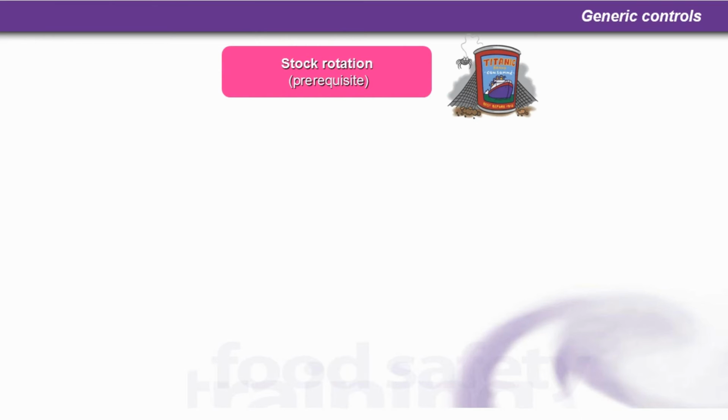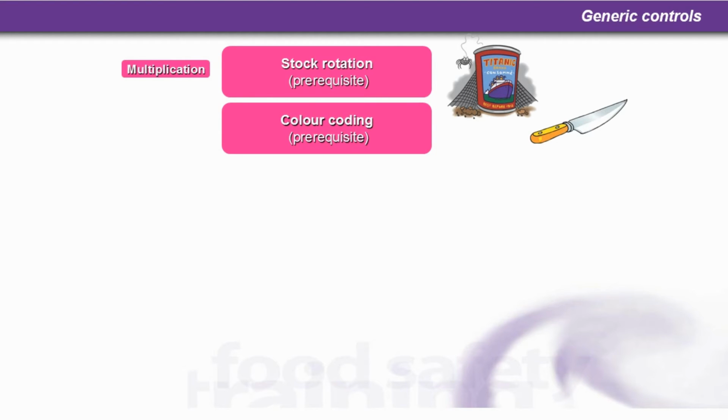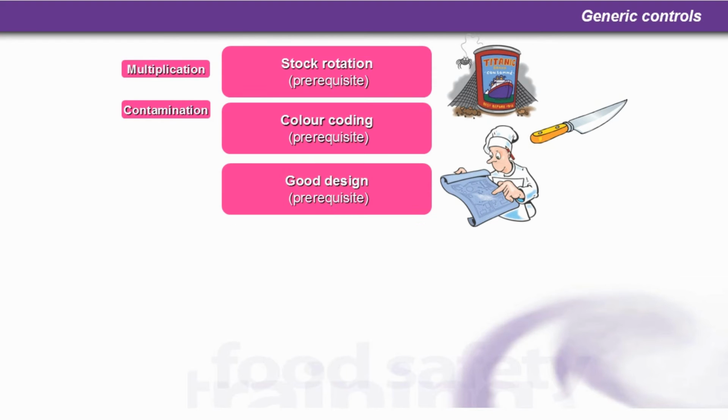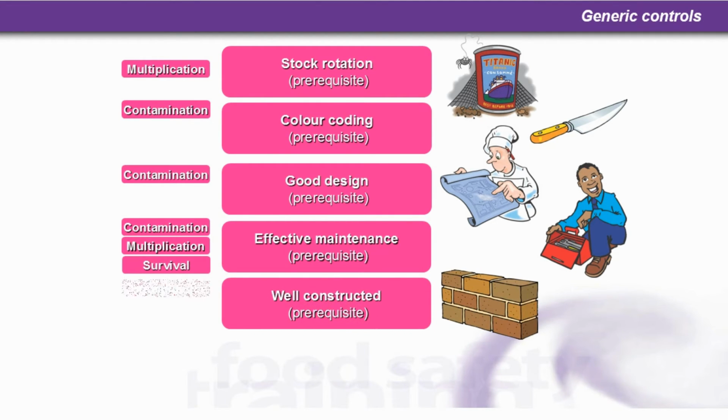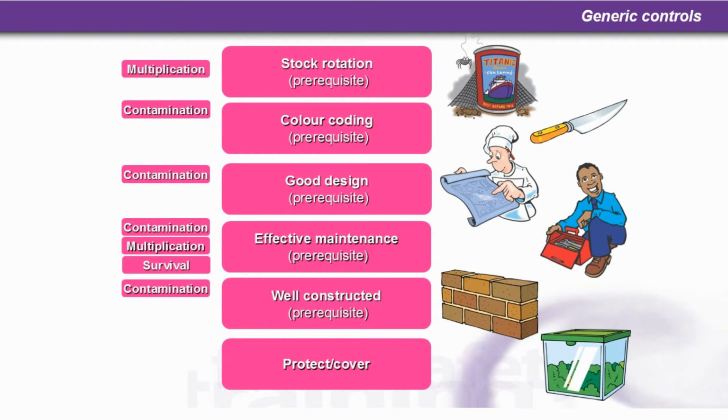So generic controls, another prerequisite: stock rotation, first in, first out, which will prevent multiplication of bacteria. Color coding, another prerequisite, will prevent contamination. Good design, another prerequisite, which will prevent contamination. Effective maintenance, again a prerequisite, this time preventing contamination, multiplication and survival. A well constructed kitchen or food premises, another prerequisite which will prevent contamination. And protect and cover food, which will prevent contamination.